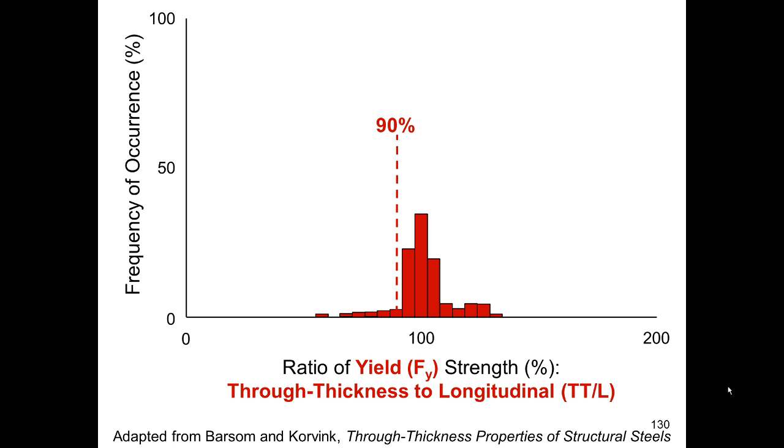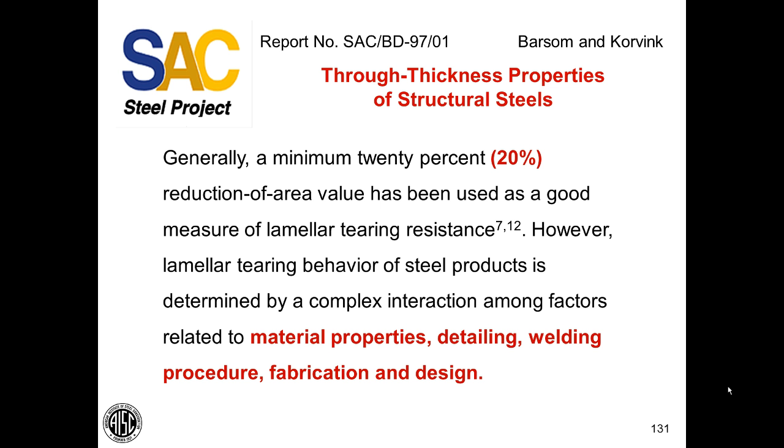Now to the through thickness issue. They have this statement. Generally, a minimum 20% reduction in area value has been used as a good measure of lamellar tearing resistance. However, lamellar tearing behavior of steel products is determined by a complex interaction of many factors related to material property, detailing, welding procedure, fabrication, and design. And so that's one of our design principles. We need to be aware of material properties. We need to respect material properties. And when we understand that, it starts changing the way we design welded connections.